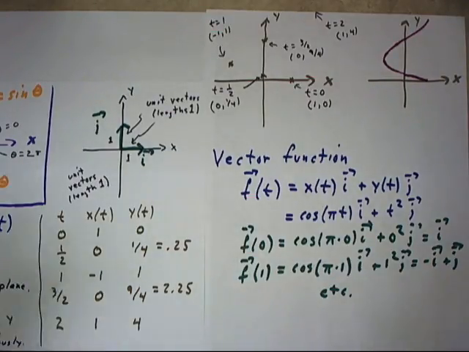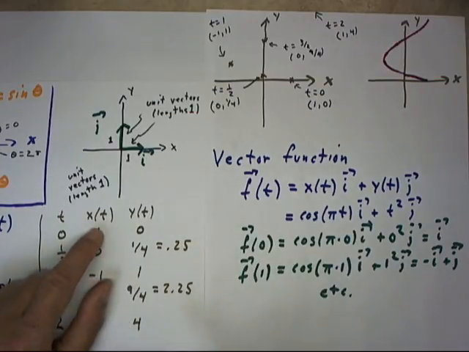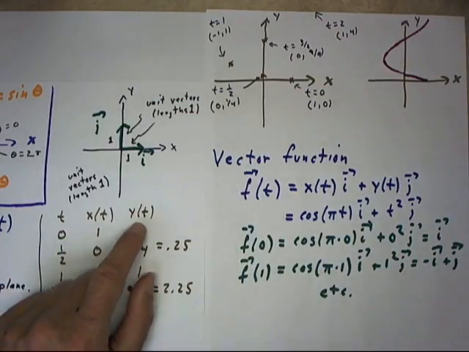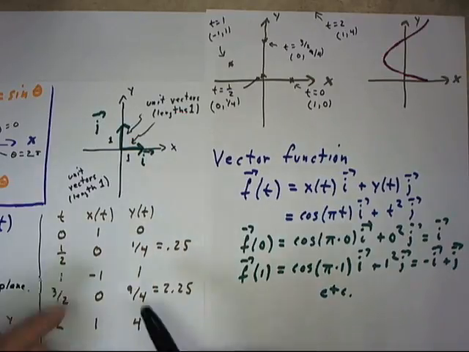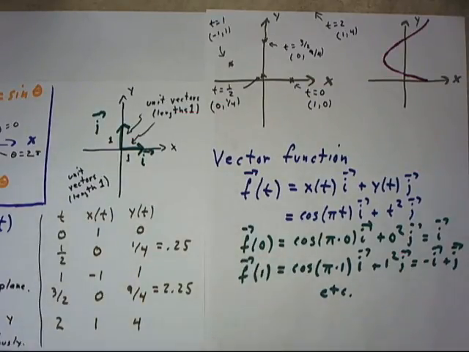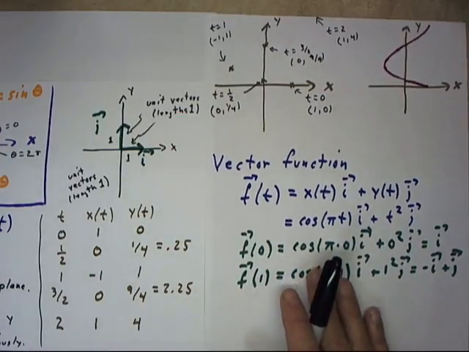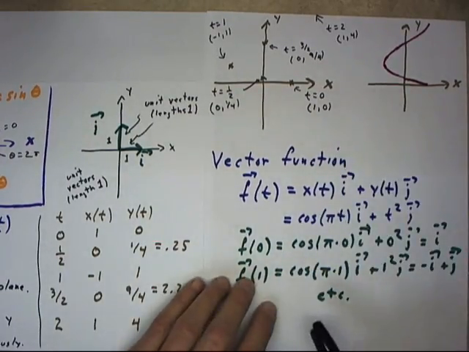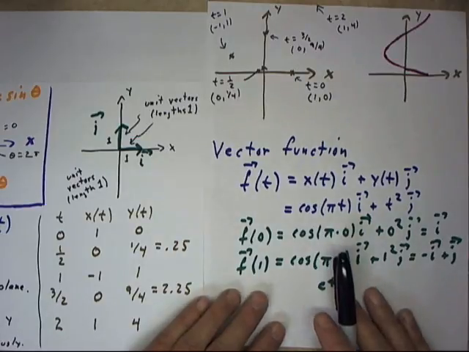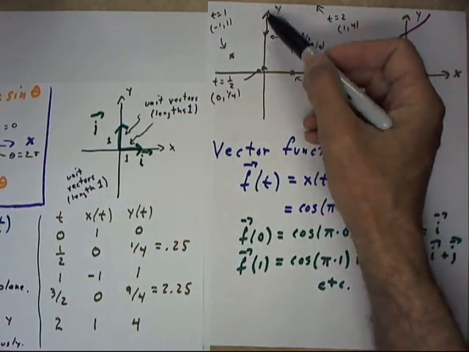We've seen how the vector function, and of course we haven't defined a vector function yet, but we've seen how the parametric functions x of t equals cosine of pi t, y of t equals t squared yield these values of x and t. So now all we're going to do is plot these points on a graph. So here's x, here's y.